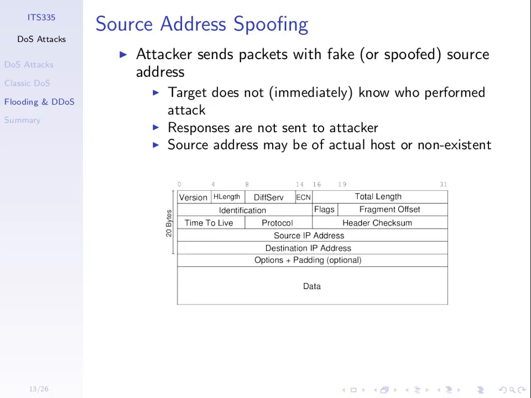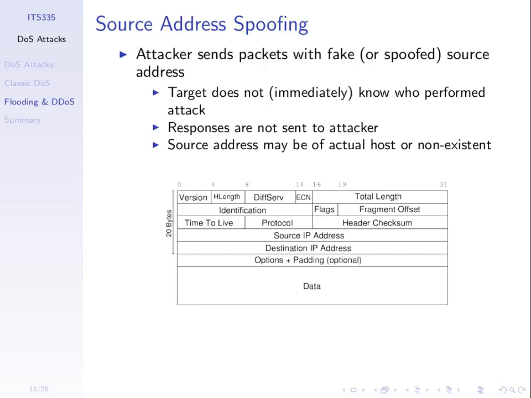So we'll go through the different things that the attacker can do to try and improve the success rate for the attack. The first thing, I don't want to be identified. I don't want the target to know who did it. Use a fake source address. It's called source address spoofing. We have a fake or a spoofed source address. And it's quite easy to do.